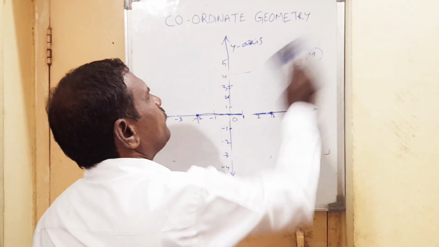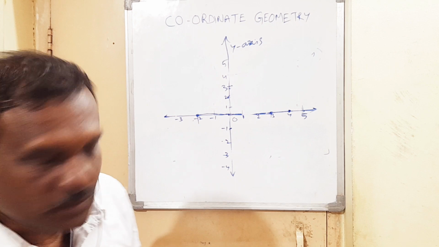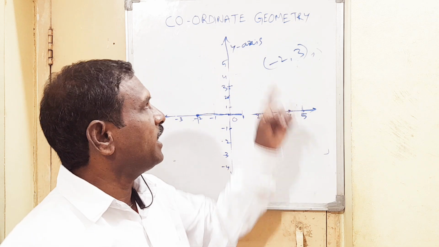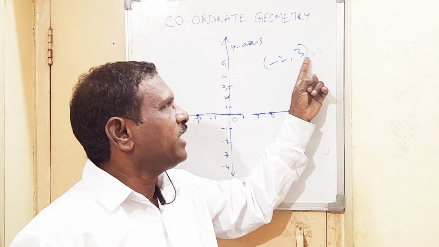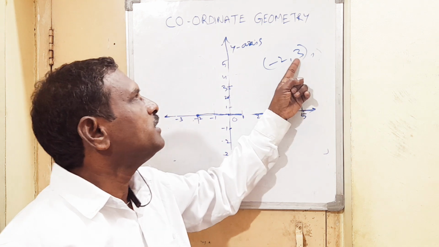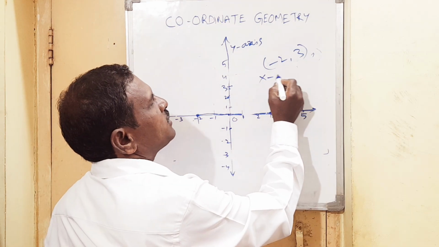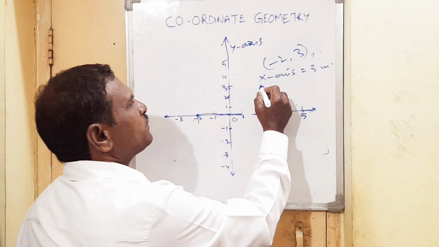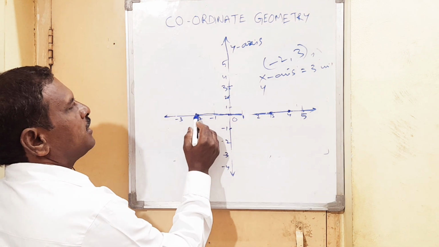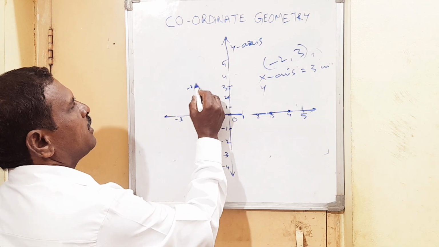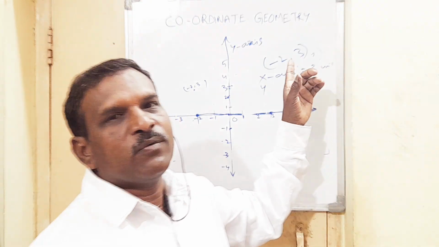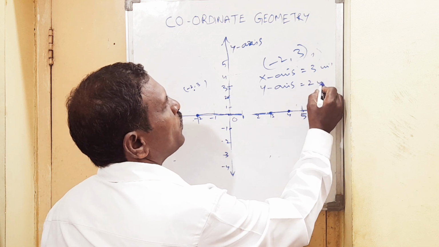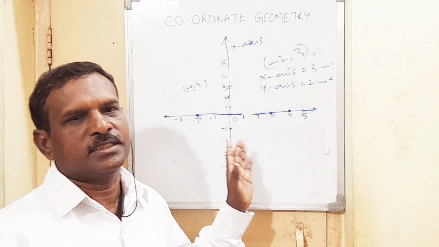Okay. Now, what about the negative? Suppose I have a point minus 2 comma 3. Then how to tell the distance? Here, as we discussed, the y coordinate is the distance from x-axis. So the distance from x-axis is equal to 3 units. That is very clear. So the distance from y-axis, because this point lies in the second quadrant, this is minus 2 comma 3. Here, while telling the distance, we won't consider the sign. Just say the distance from y-axis is 2 units.